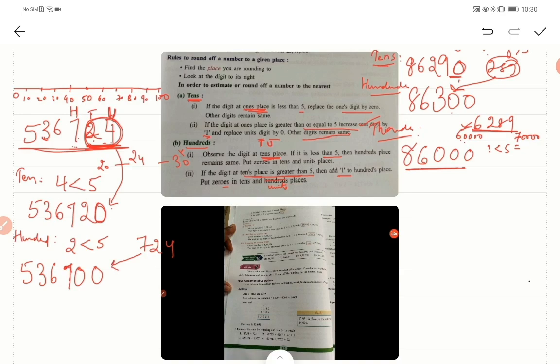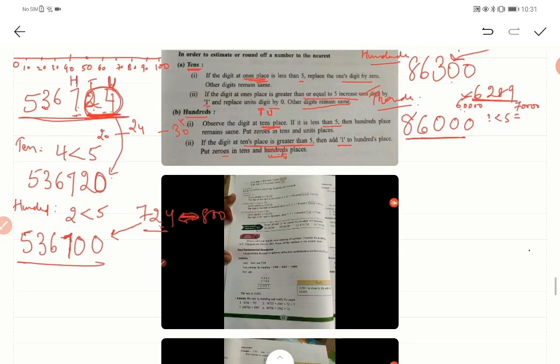You are not approximating it to 800, because 800 is very far away from 724. 700 is much nearer to 724, so after approximating at the hundreds place, you get 536,700.